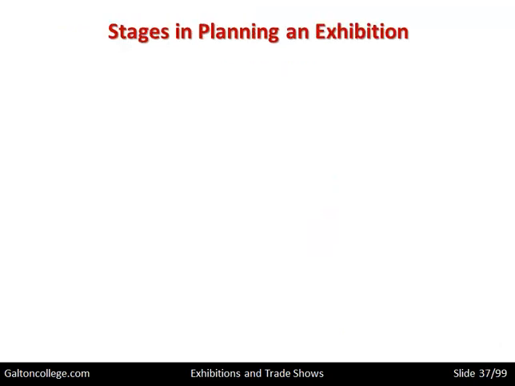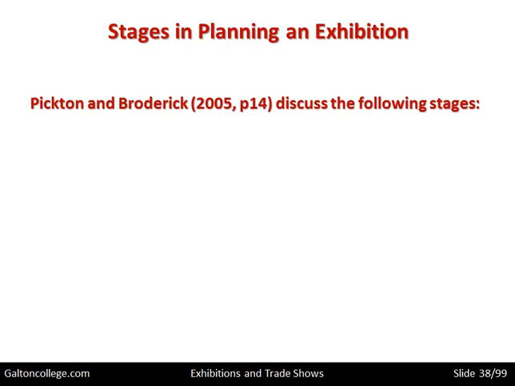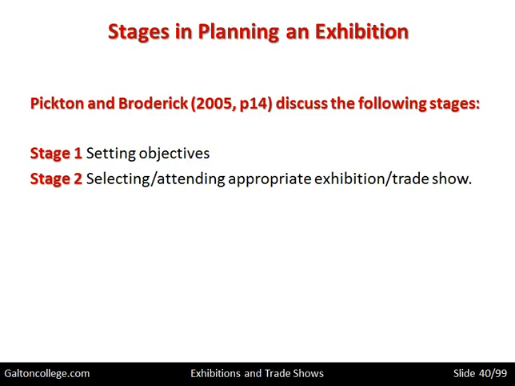Now, stages in planning an exhibition. Well, the same book again. It discusses the following stages. First of all, setting objectives, stage one. So in planning an exhibition, it must set out the objectives. What does the exhibition want to achieve? So list the objectives and be very clear about them. Have very, very clear objectives.